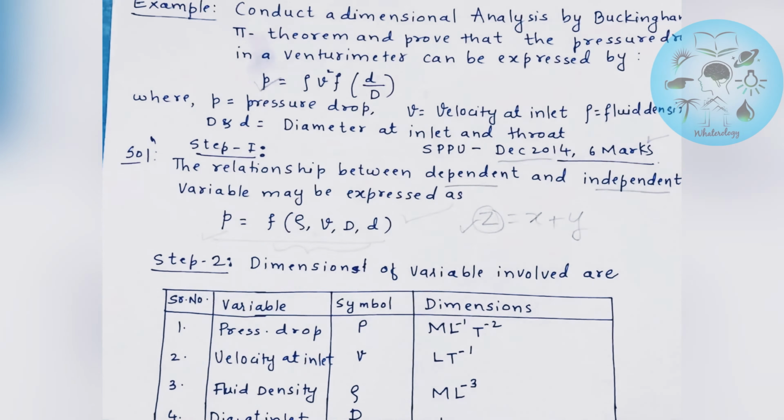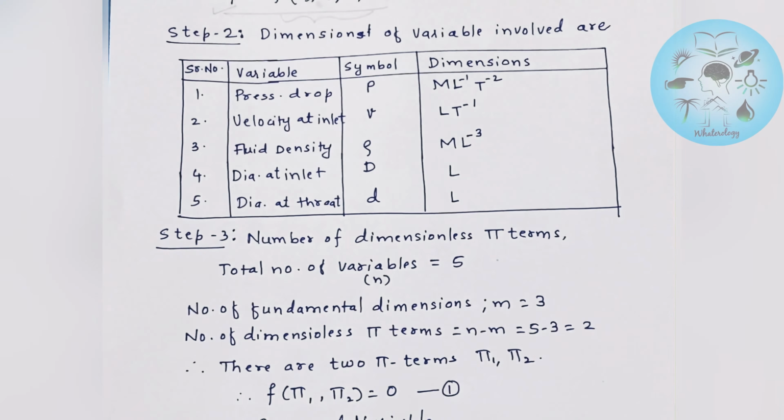So Buckingham pi terms, from the name of the theorem itself we can say, this theorem is dependent on the dimensionless pi terms. A pi term is nothing but a dimensionless number. It is not a quantity, it is not a property, it is just a number which is used by Buckingham to solve dimensional analysis problems.